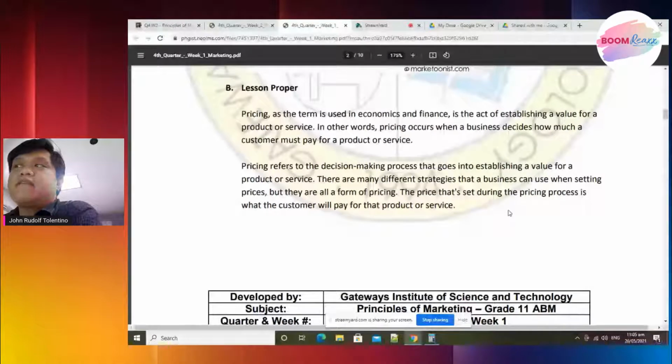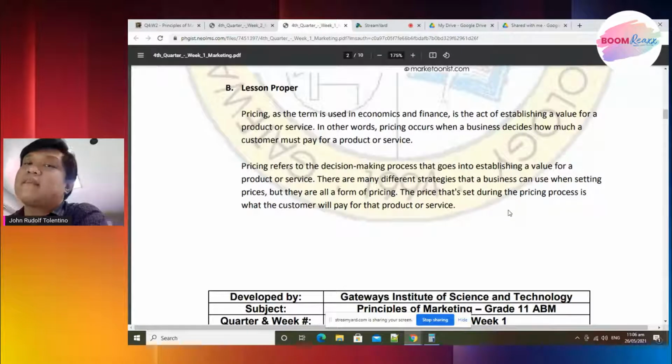There are many different strategies that a business can use when setting prices. So, but they are all form of pricing. So, kagaya sa amin sa HE, meron kaming cost control. So, we have our own strategy how to get the selling price. And it is not easy.